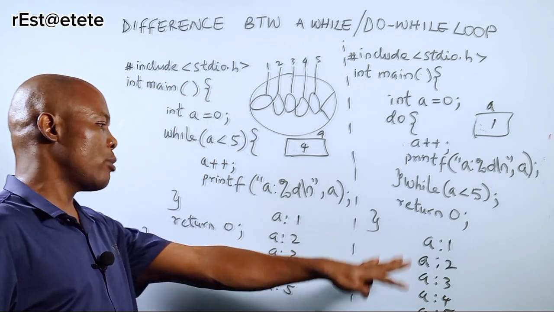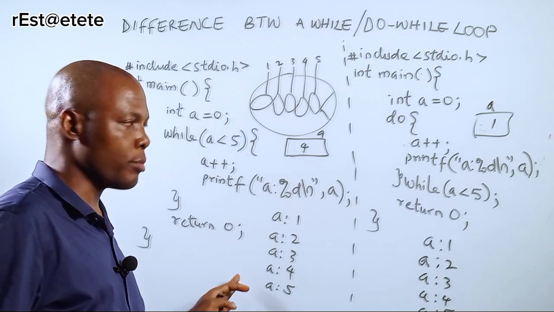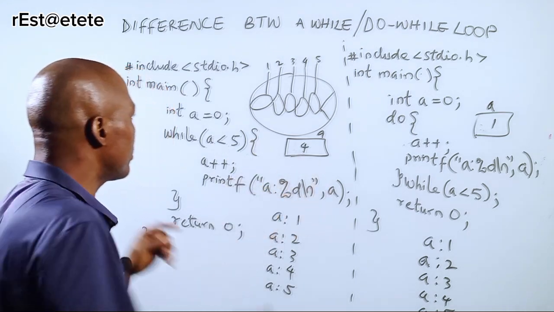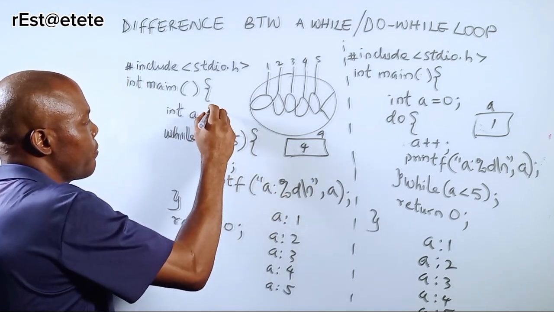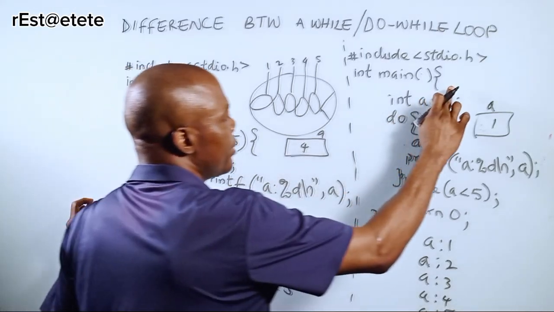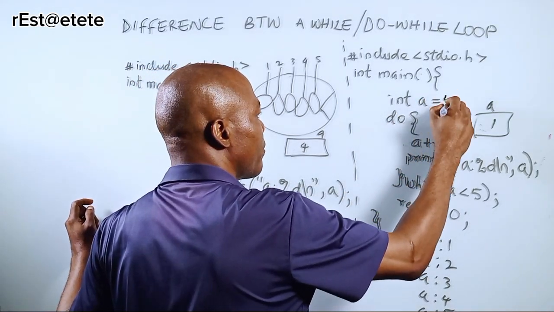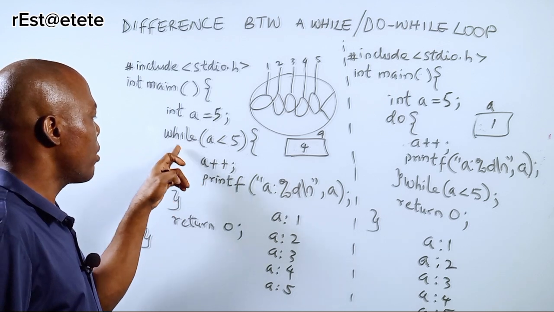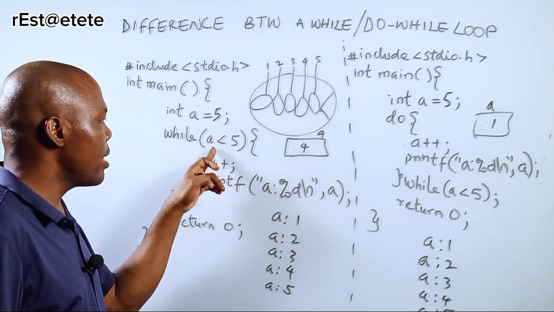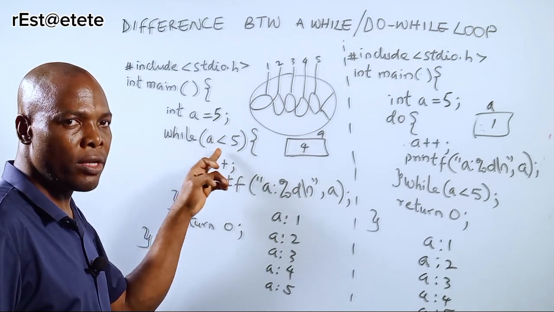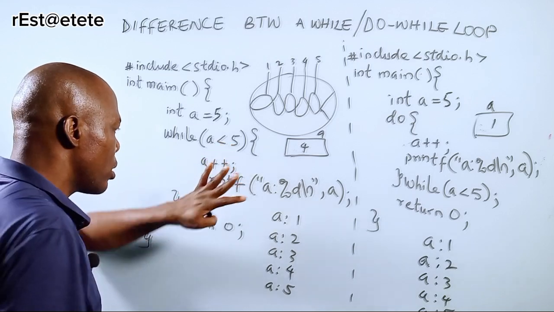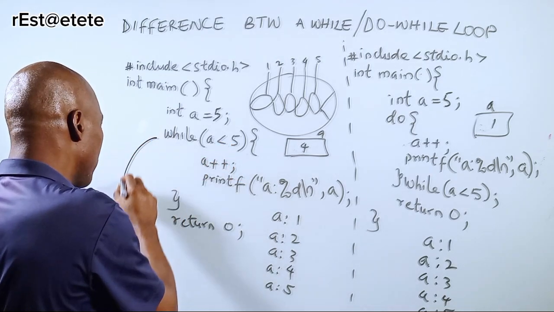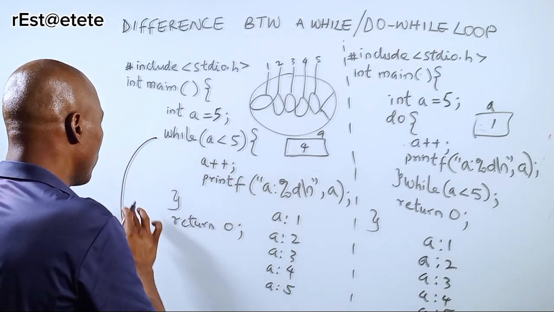It will give me the same output as this one, the same 5 iterations. But what happens if I change this place to 5, and I change this place to 5? It will check: while A is less than 5, A is 5, and 5 is not less than 5. So this is not true. Nothing will happen. It will come out of the loop. Right? It will come out of the loop.